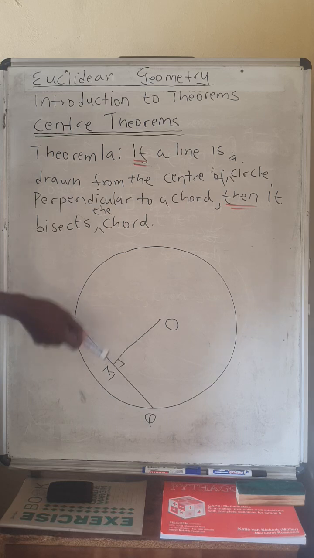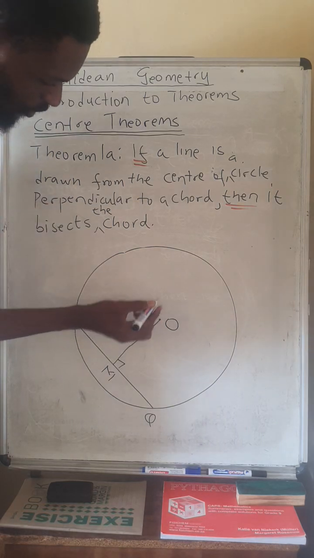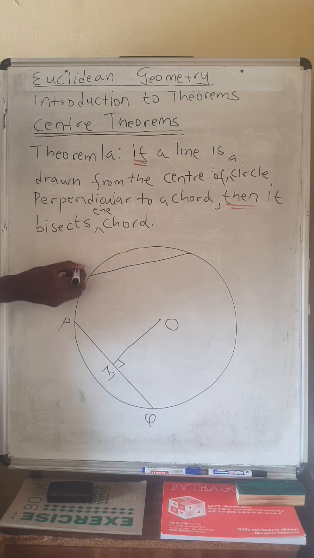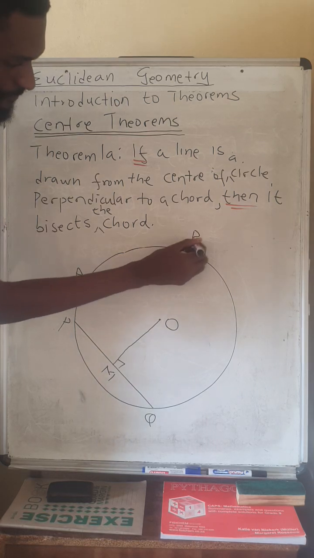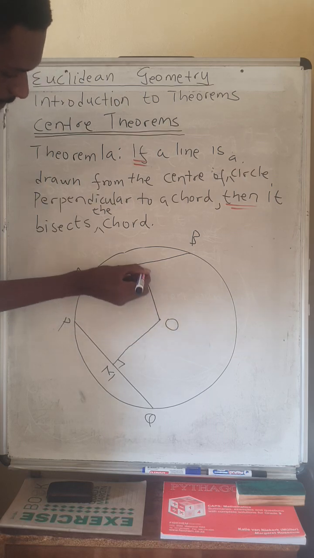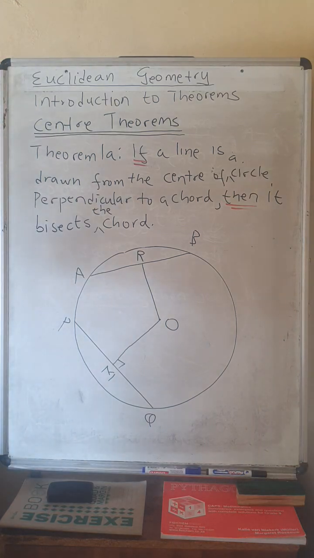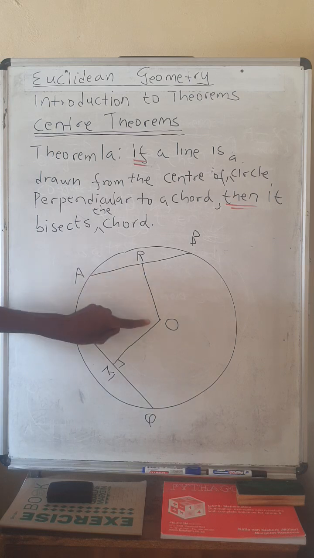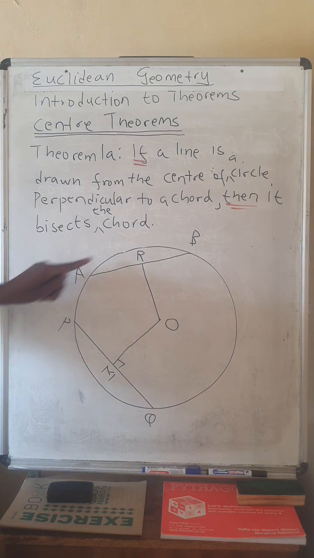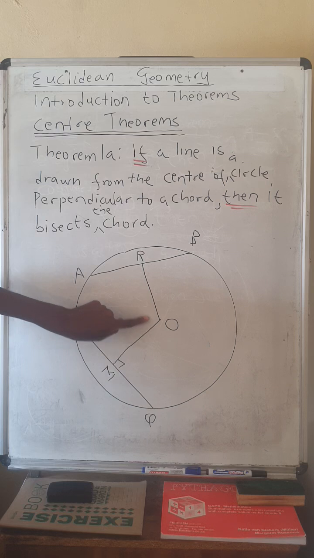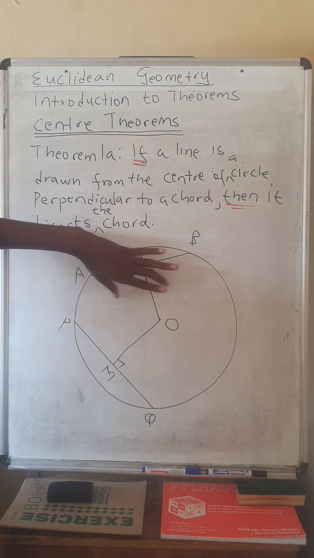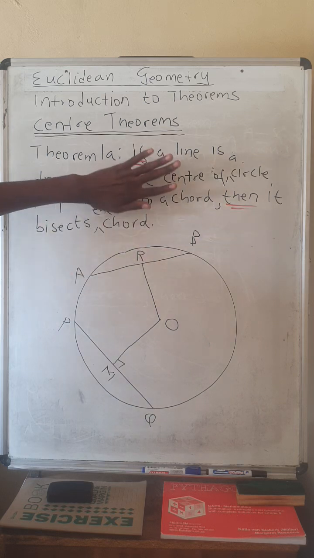You can see OM. Let me draw another chord somewhere here. Let me call this AB. And then draw something like this. Let me call this R. So you can see in this case there are two lines that are being drawn from the center. There is OR. OR is drawn from the center to AB. The question is, is OR drawn perpendicular to AB? Is this the condition of this theorem?